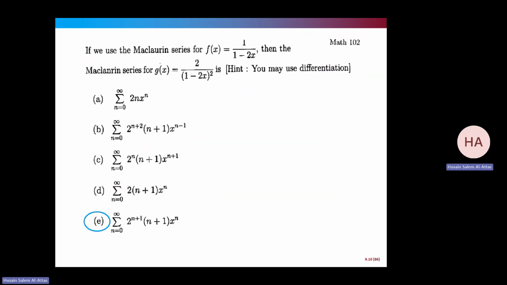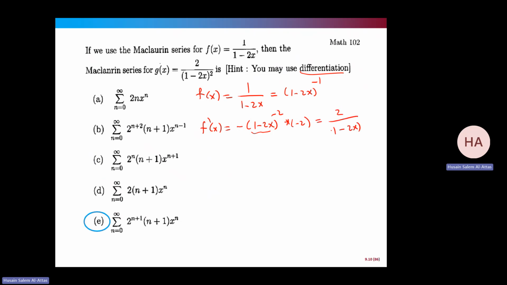Okay. If it's the Maclaurin series for this, then you may use differentiation. Okay. Now he gave me the hint. Because I know, yeah, this is f of x, 1 over 1 minus 2x. So what is f prime? F prime will be minus 1 over 1 minus 2x, let me do it, minus 1 minus 2x to the power minus 2. Derivative of this, which is minus 2. So it will be 2 over 1 minus 2x all squared. So this is g of x, and g of x is the derivative of this one.